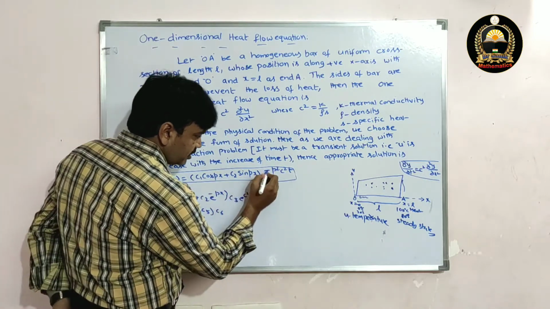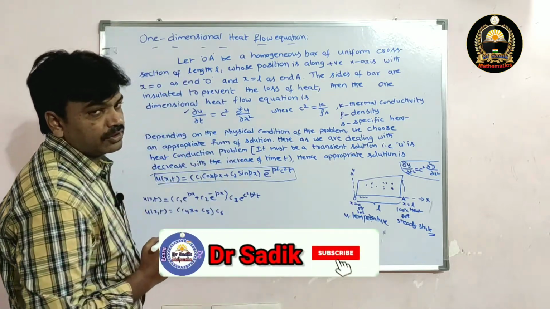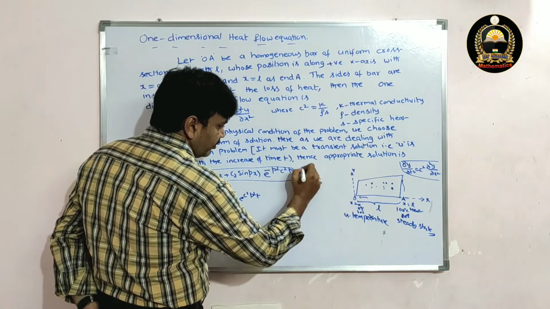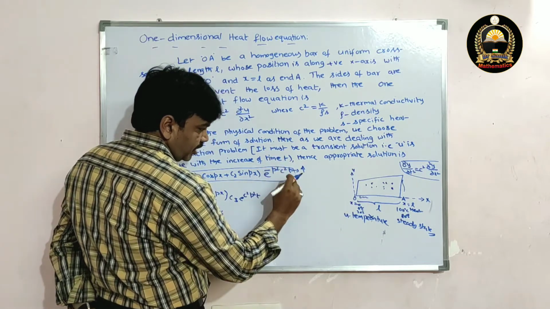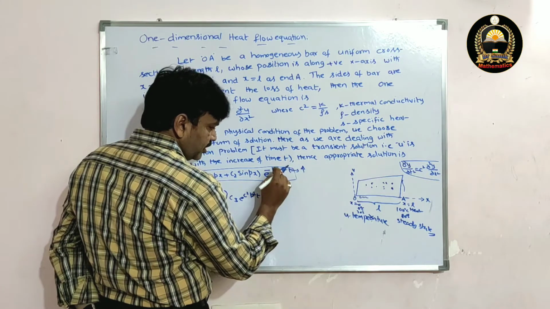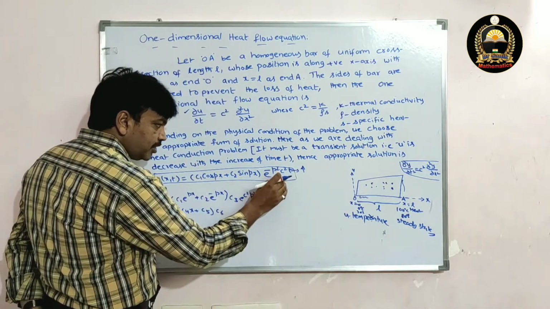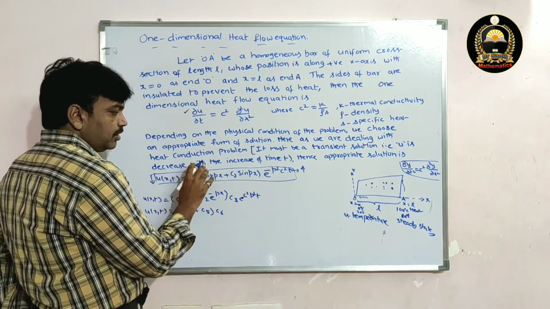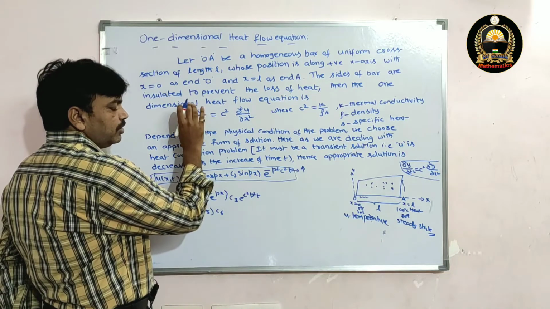Now see here, students, why it is the appropriate solution. Here I have a negative sign. Whenever time increases, what happens to this value, students? If I increase time by 1 hour, 2 hours, 3 hours, this value will reduce, decrease. So this value decreasing means the temperature is decreased. So this is a suitable solution for the one-dimensional heat flow equation.